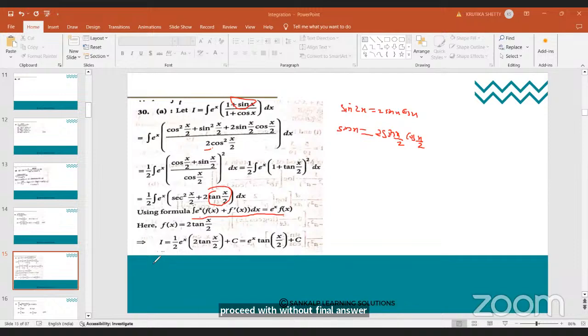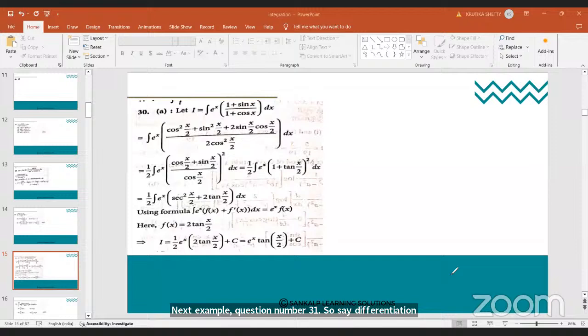Next example, question number 31. Differentiation and integration involve the trigonometric formulas. The more perfect you are with the trigonometric and inverse trigonometric formulas, the more it will help you solve the examples on differentiation and integration. You still have 10 days left with you, so every day please try to practice some formulas. At least 3 chapters' formulas you can practice every day. The more perfect you are with the formulas, the easier you may find the examples.